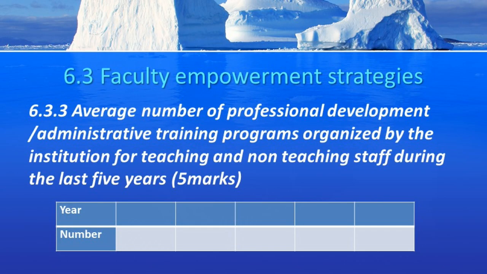6.3.3. In the sixth criteria, the next metric happens to be average number of professional development and administrative training programs organized by the institution for teaching and non-teaching staff during the last 5 years. Here, what is the effort of the organization, of the management, to see to it that the staff is continuously being updated. These updations can be very small but very important updations.